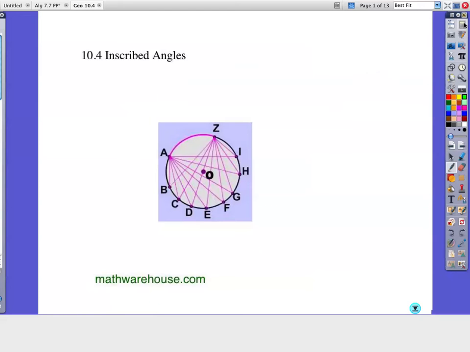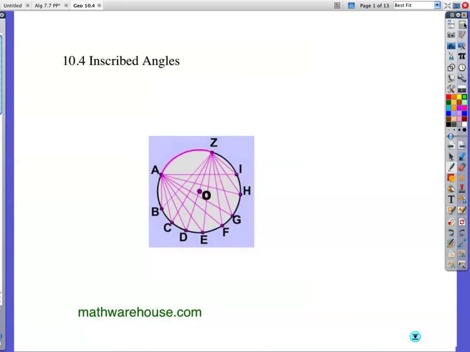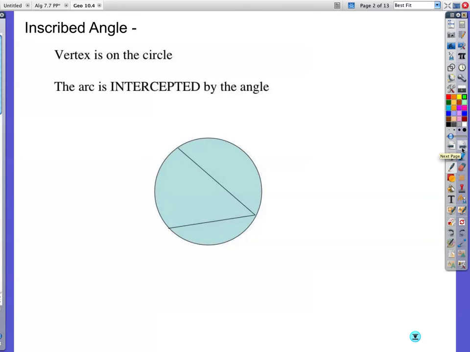Okay, we are looking at section 10.4, inscribed angles. An inscribed angle has a vertex on the circle, and it intercepts an arc. So we're dealing with this. Your vertex is right here.